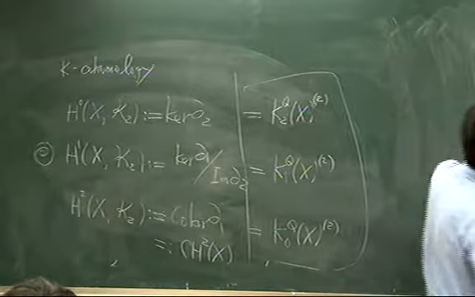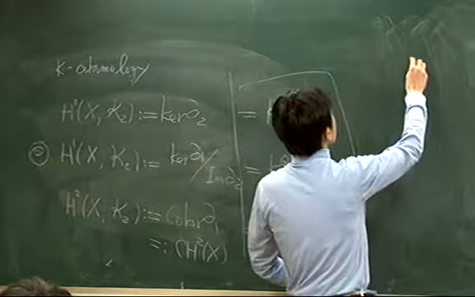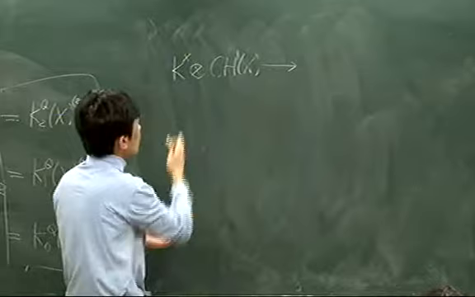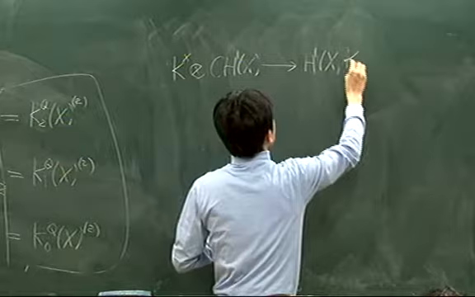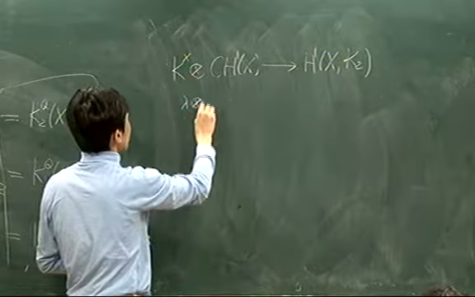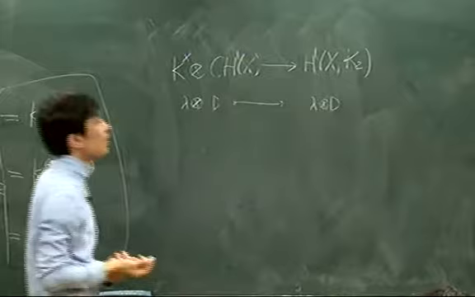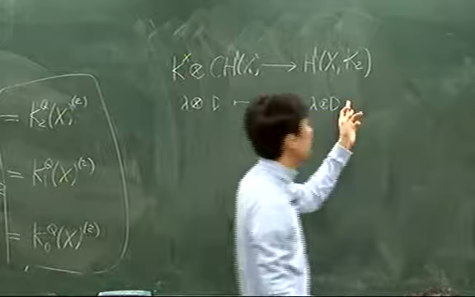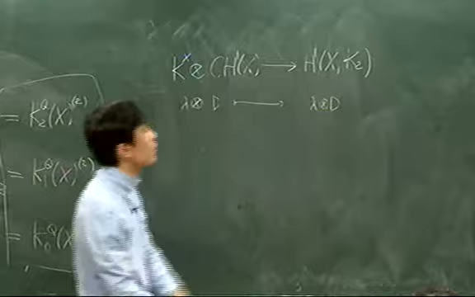There is a natural map from K cross tensor the Chow group of codimension 1 to H1(X, K2). Namely, it sends lambda tensor D to lambda tensor D. Because lambda is a constant function, the divisor of a constant function is always zero, so it is contained in the kernel of delta 1. So it defines a well-defined element in H1(X, K2). So this is a canonical map.